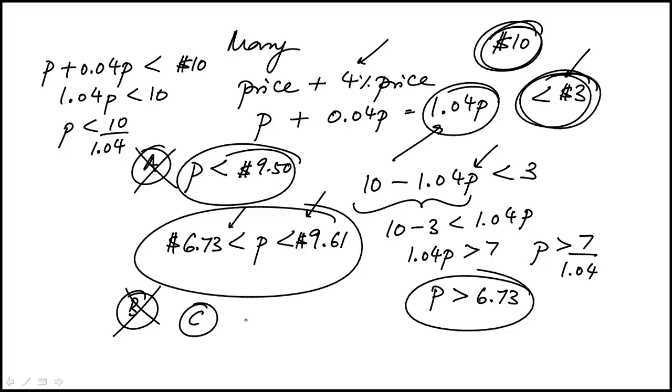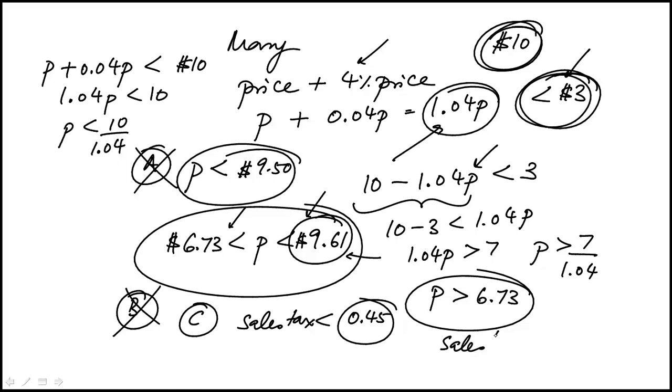And the third choice is that the sales tax was less than 45 cents. So if I know that the price has to be less than $9.61, the sales tax upper limit would be 4% of that amount, and I'm just going to find 4% of that, which is 38 cents. So I know that the sales tax has to be less than 38 cents, and C says sales tax has to be less than 45, and so C is true, and the correct answer is C only.